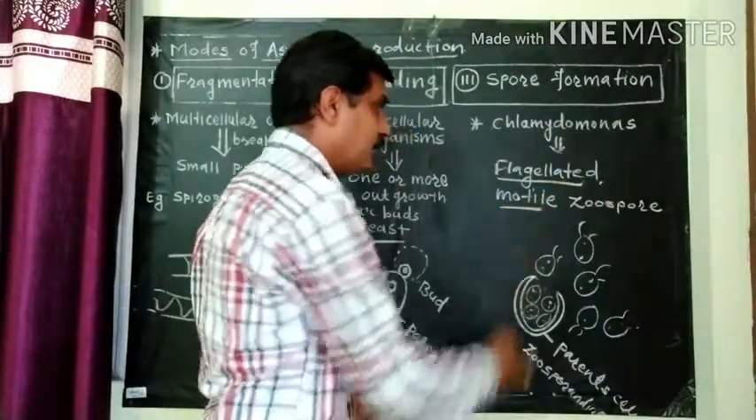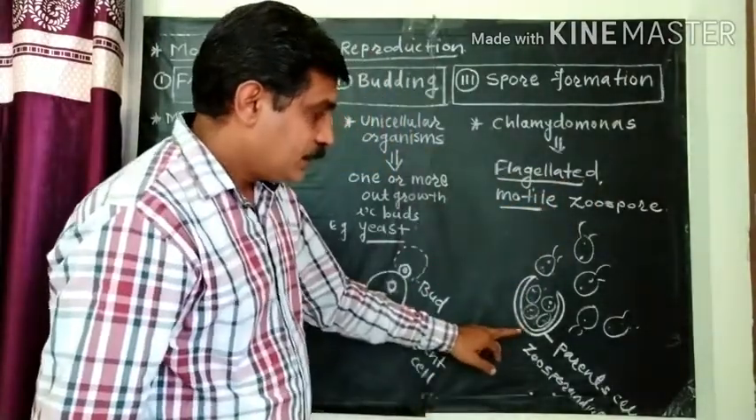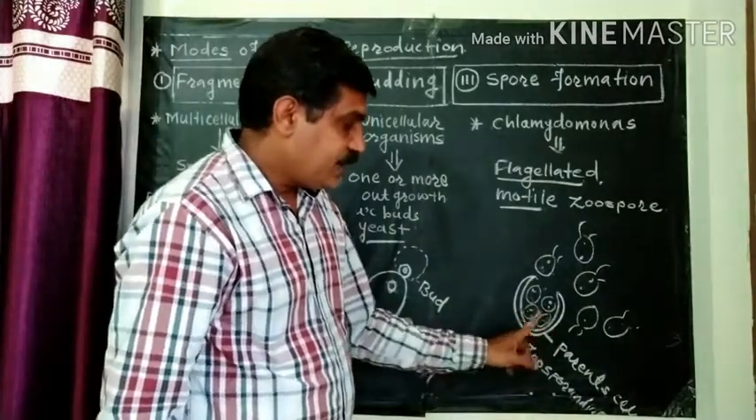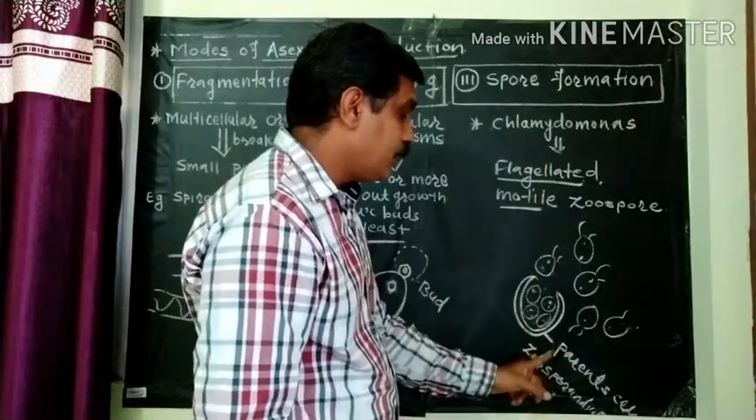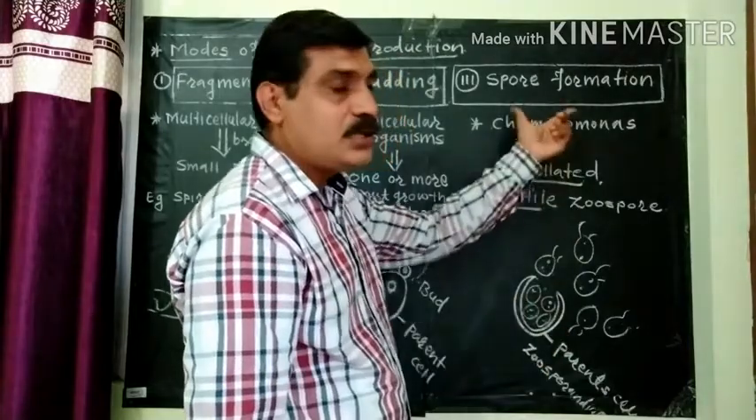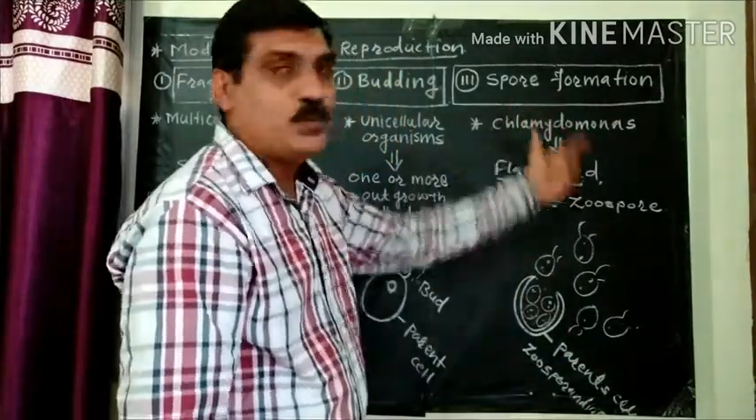In Chlamydomonas, inside the parent cell there are about 8 to 16 flagellated zoospores. On maturity, the parent cell ruptures and the zoospores are released from the parent cell. Each zoospore now develops into a new Chlamydomonas. Thus, asexual reproduction takes place in Chlamydomonas by means of spore formation.